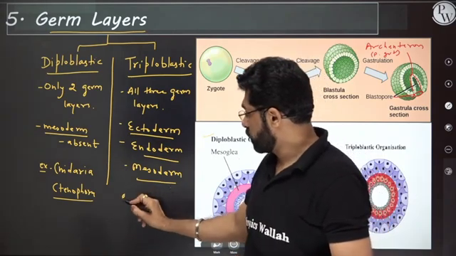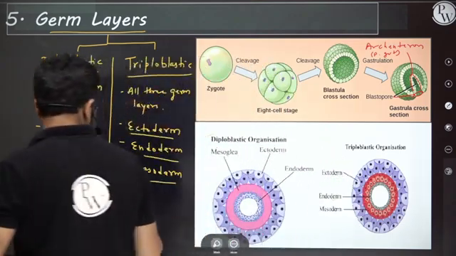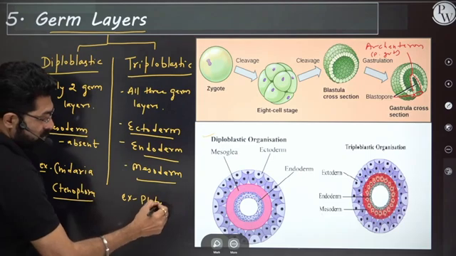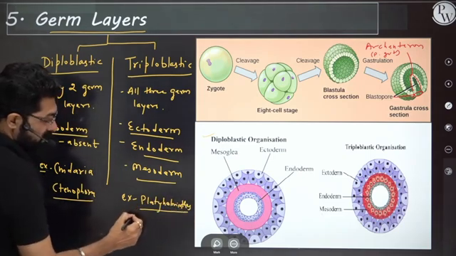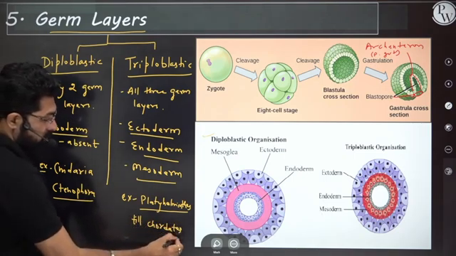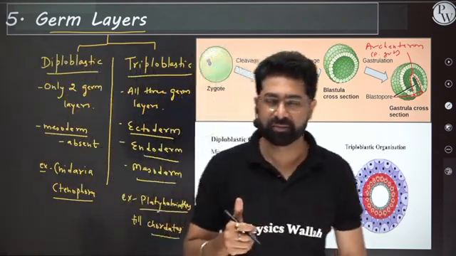Next is triploblastic. In the triploblastic case, the examples are Platyhelminthes, phylum 2, through chordates. Platyhelminthes till chordates are all triploblastic. Is it clear to you now?